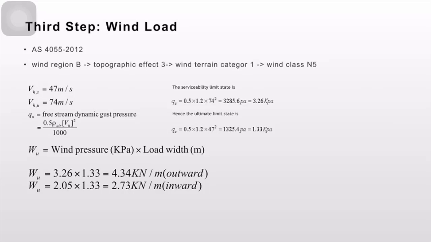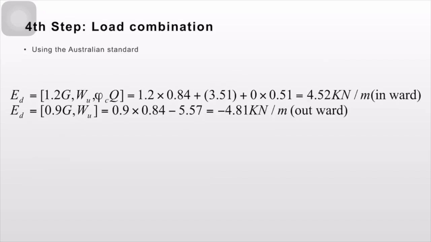And the third step is to find the wind load, which needs the Australian standard AS 4055. We can find the wind speed, and then we find the serviceability limit state is 3.26 kPa, and the ultimate limit state is 1.33 kPa, and then we find the wind load. And the first step is to find the load combination, which are calculated below.